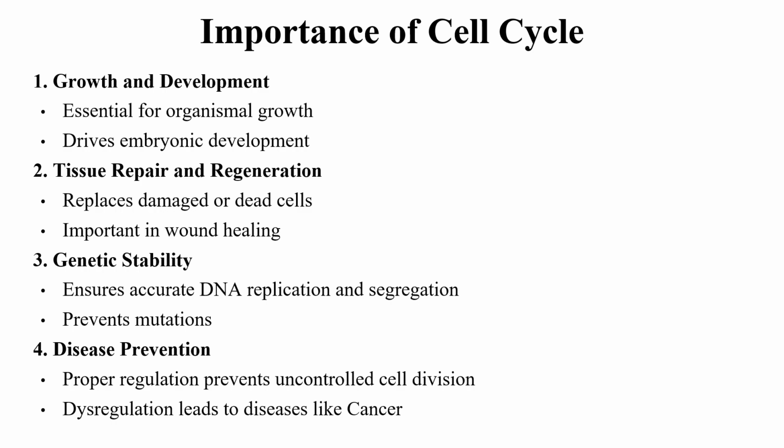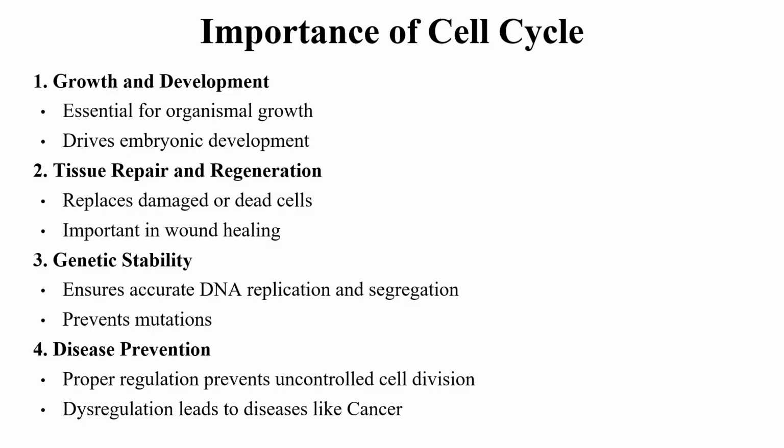Third important parameter is to maintain genetic stability. It ensures accurate DNA replication and segregation to prevent mutation. DNA must be copied accurately so that daughter cells receive identical genetic information.